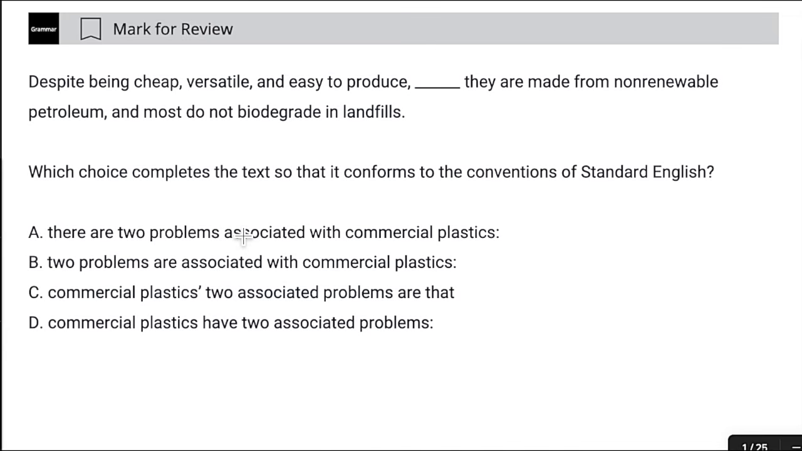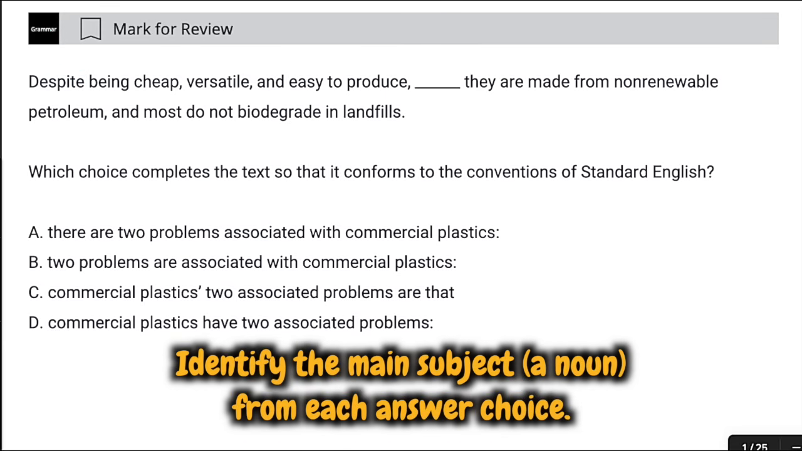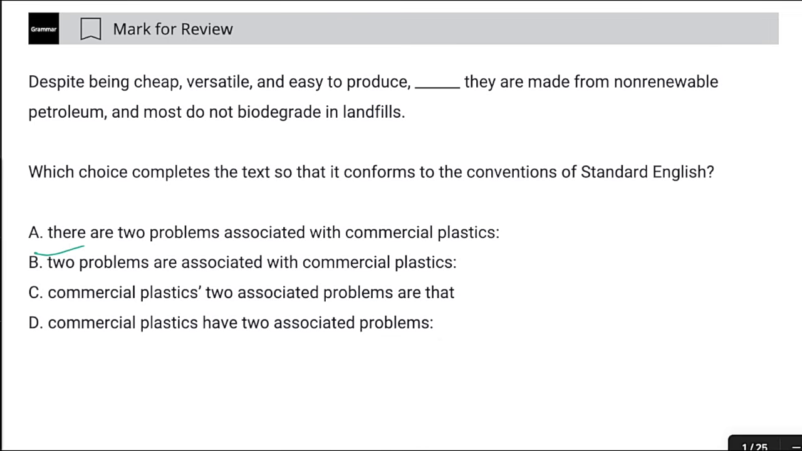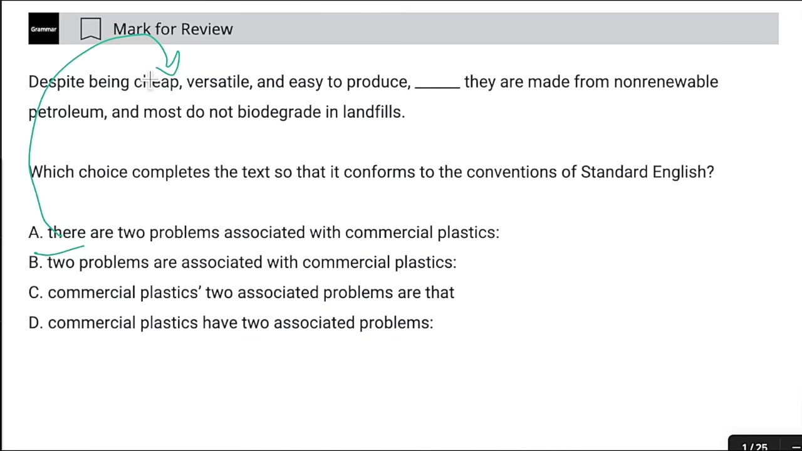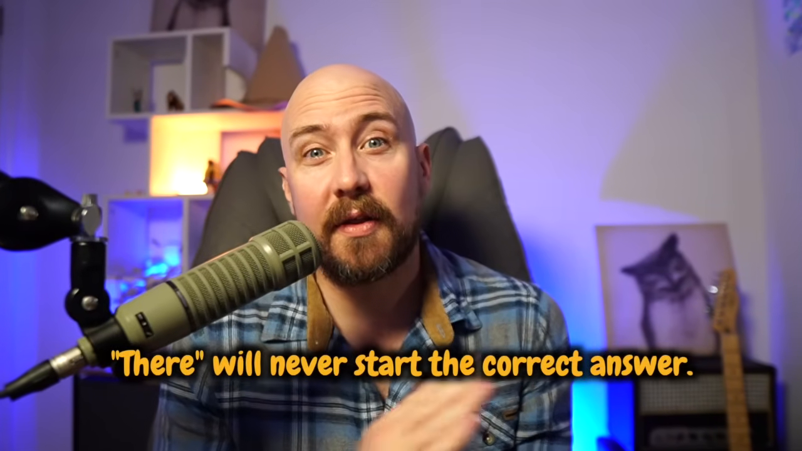We want to take the beginning of our answer choices and flip them onto the front of the sentence with the blank space. And specifically, we want to focus on the main noun from the beginning of the answer choice. So right off the bat, existential there would sound something like, "there are cheap, versatile, and easy to produce." That doesn't really make sense. So a little bonus hack for you, the word there is never going to start off your answer.